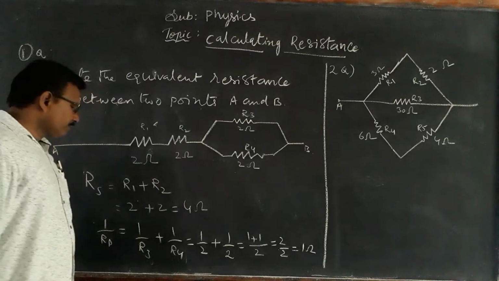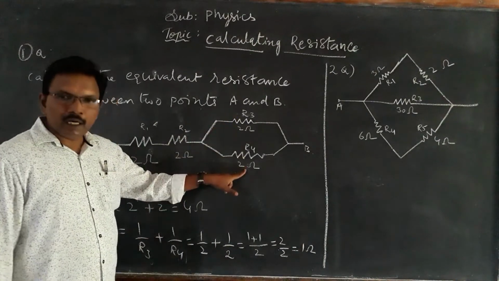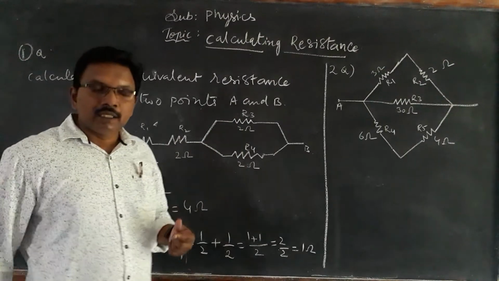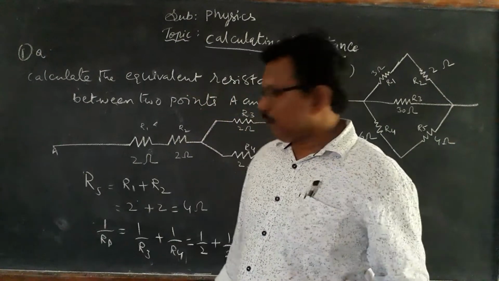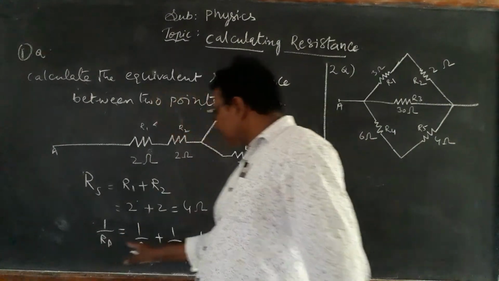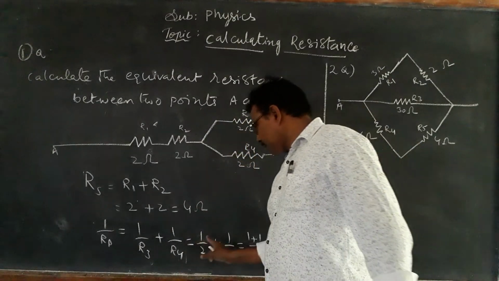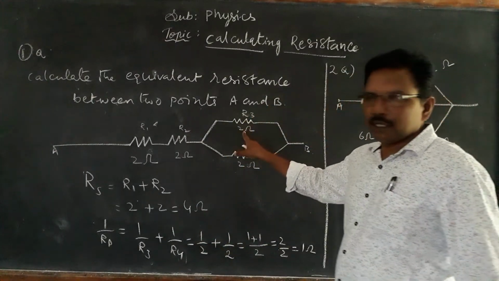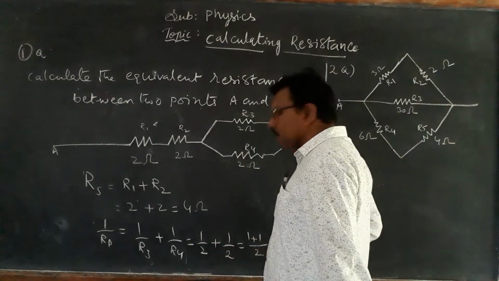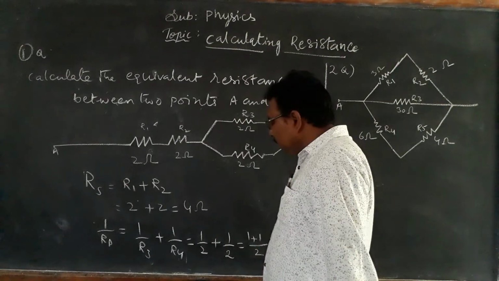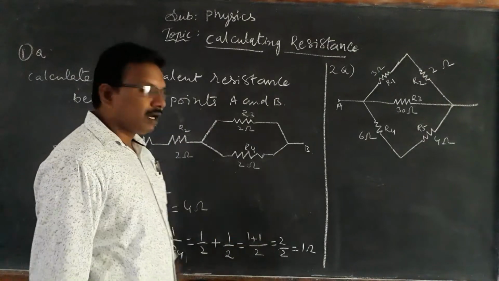Yes, see, 1 by R3 plus 1 by R4. This is the formula for parallel resistors. To find the resistance of the parallel, we don't have a direct formula. 1 by RP is equal to 1 by R3 plus 1 by R4. So we get 1 by 2 plus 1 by 2, we will get 1. That is equal to 1 by RP.